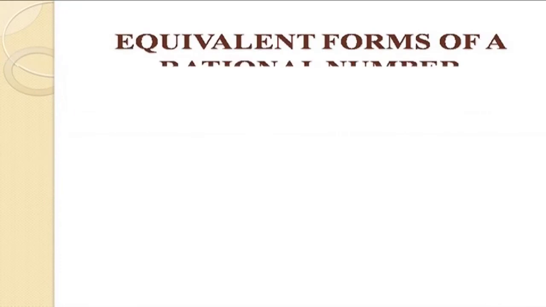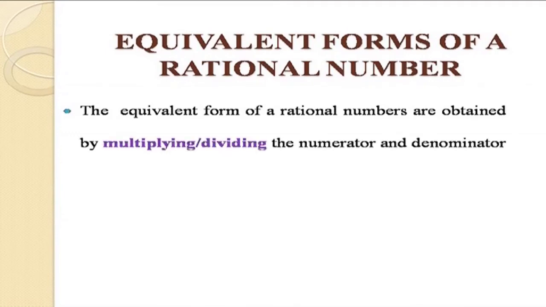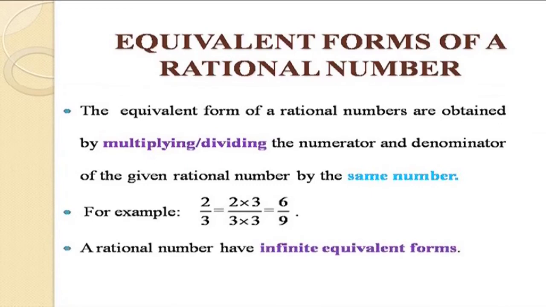Now we will discuss equivalent forms of a rational number. The equivalent forms of a rational number are obtained by multiplying or dividing the numerator and denominator of the given rational number by the same number. For example, 2 by 3 equals 2 multiplied by 3 upon 3 multiplied by 3. That is a constant quantity. 3 is multiplied with both numerator and denominator and the product we get is 6 by 9. So a rational number has infinite equivalent forms.